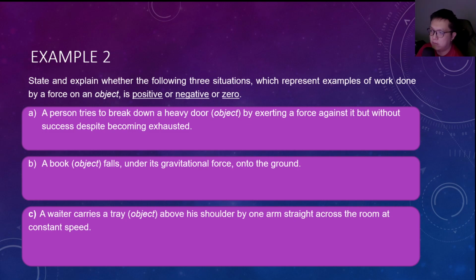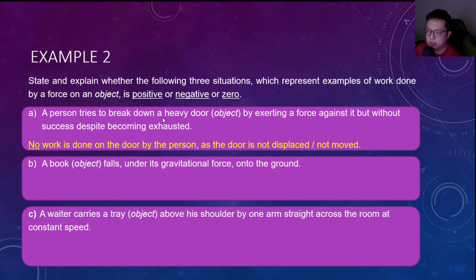Example 2 states we have 3 situations which represent examples of work done by a force on an object, whether it's positive, negative, or 0. A person tries to break down a heavy door by exerting a force against it, but without success despite becoming exhausted. We know that the person will have sweated, but is there work being done or not? Remember, he tried to push open the door, but the door did not move. So in this case, there's no work done on the door by the person, as the door is not displaced nor moved.